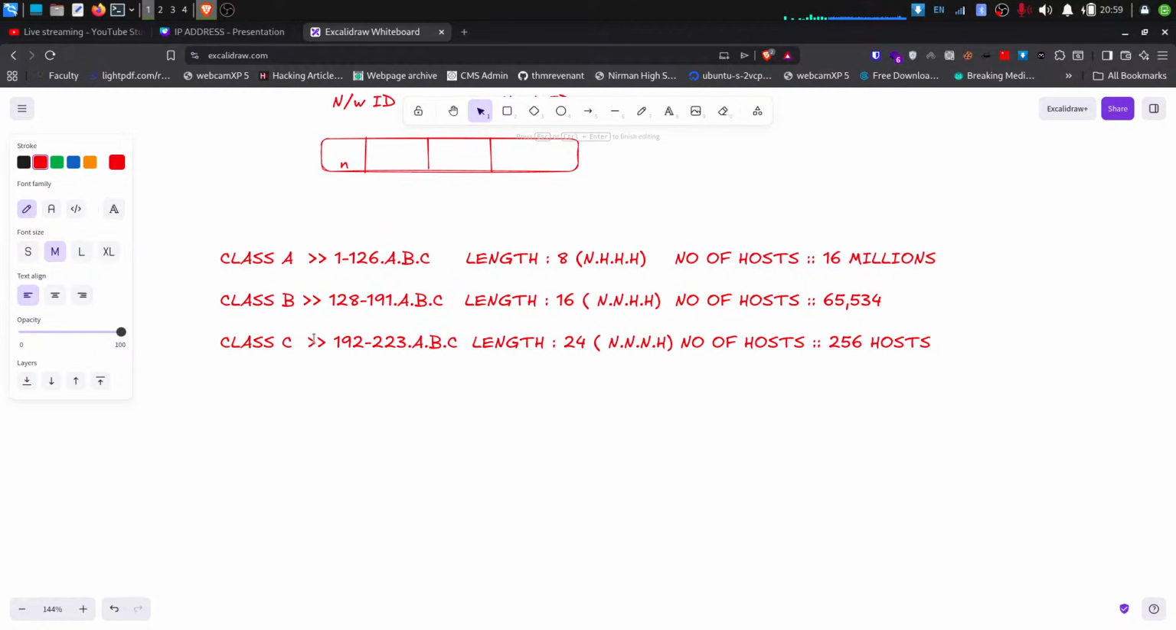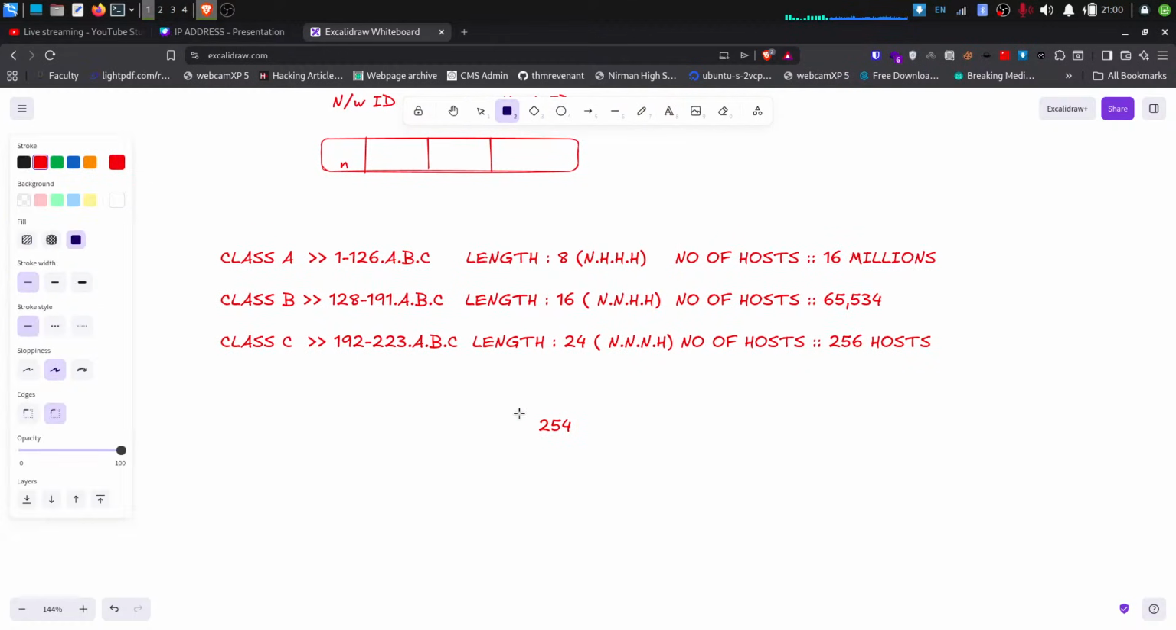Got it. And one more thing I just wanted to mention here. Some people are saying 254. So I'll tell you how 254 came. I'll write down 254, and for example, I'll create a box. The first and last are reserved. Perfect. First IP and last IP are reserved.